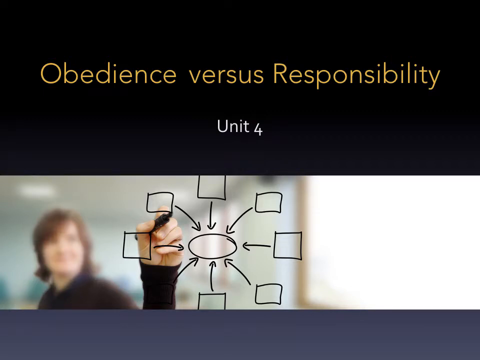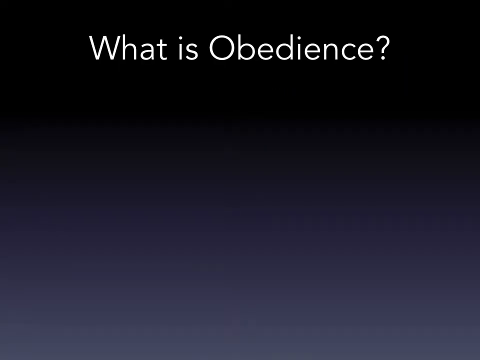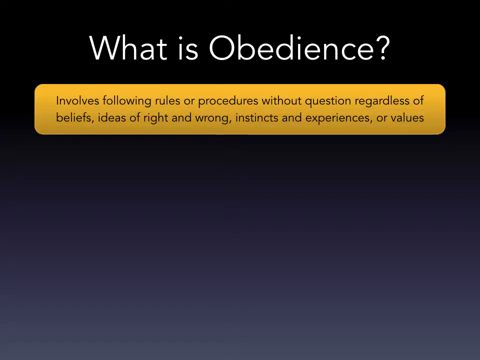In Unit 4, we're going to look at two different discipline styles, the obedience model versus the responsibility model. Before we begin to look at the different discipline models, let's quickly clarify what obedience and responsibility refer to in this course. Obedience involves following rules or procedures without question, regardless of beliefs, ideas of right or wrong, instincts, experiences or values. This is where we blindly follow instructions.